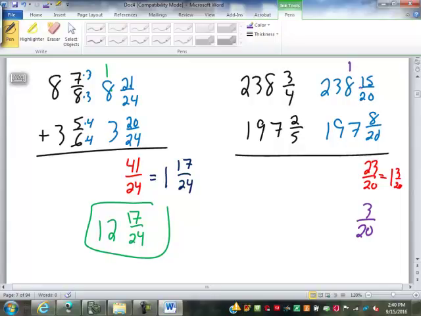Now we're still just working like whole numbers. 1 and 8 is 9, plus 7 is 16, so 6 carry the 1. 1 and 3 is 4, plus 9 is 13, so 3 carry the 1. 2 is 3 and 4. Not so bad?